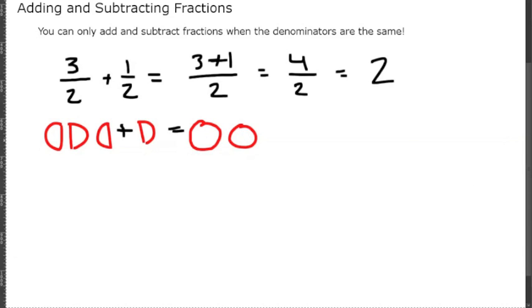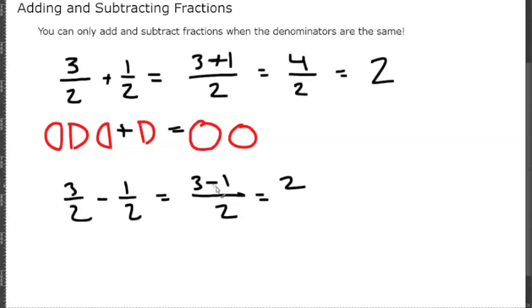Now subtracting is the same concept. Say we have 3 halves and we subtract a half. We just do 3 minus 1 all over the same denominator, 2. 3 minus 1 is 2 over 2. This is just 1.